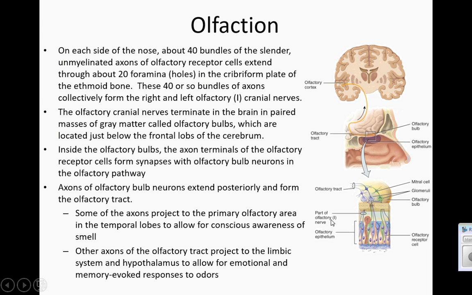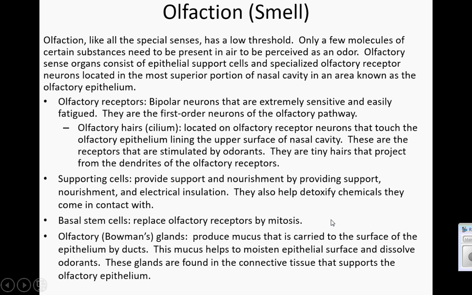The other two cells include supporting cells, which provide support and nourishment to the olfactory epithelial cells. They also insulate electrical signals and detoxify chemicals that they come into contact with. The third type of cells in the olfactory epithelium are called basal stem cells, which replace the worn out and dying olfactory receptor cells. Olfactory receptor cells don't have a super long lifespan.